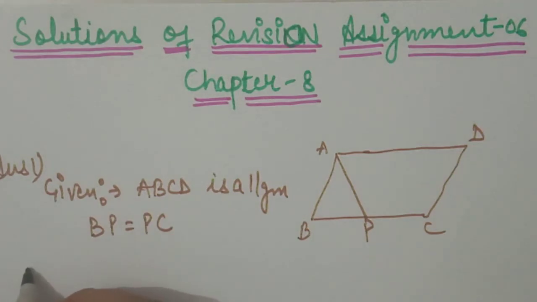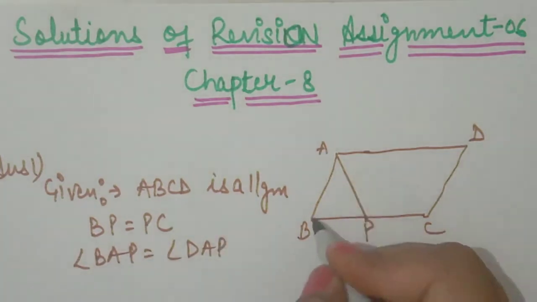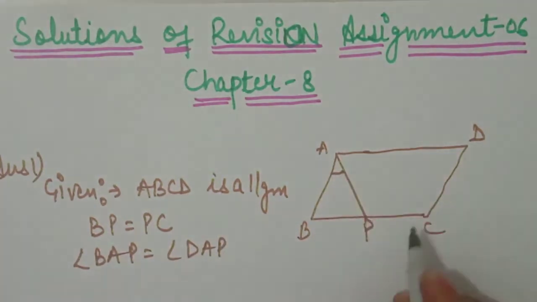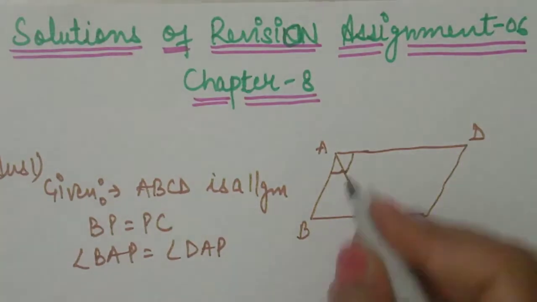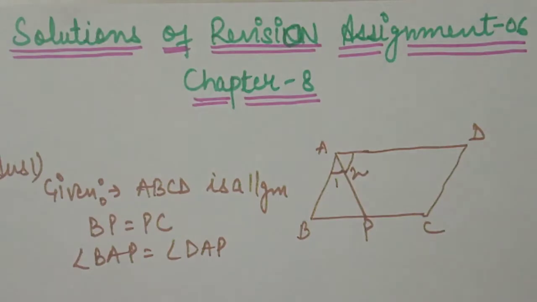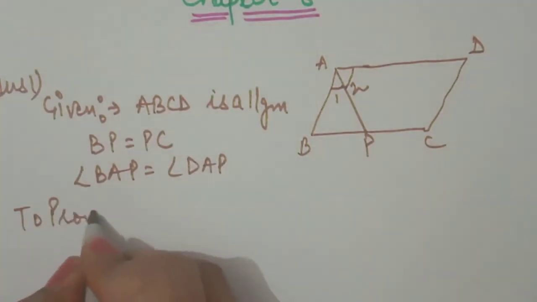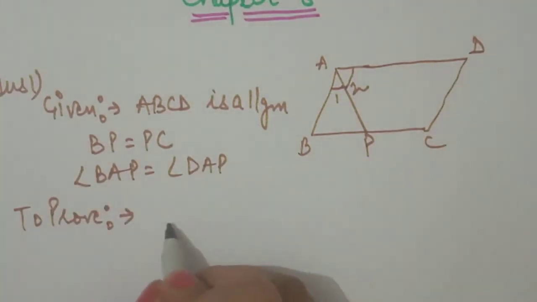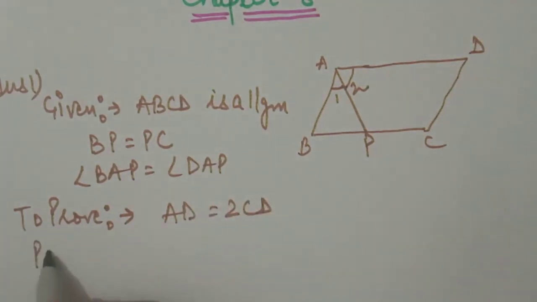We have to prove that one more thing is given, angle BAP is equal to angle DAP. BAP, it means this angle, and DAP, it means this angle. They both are equal. We can mark them as angle 1 and angle 2. So to prove is, we have to prove that AD is equal to double of CD. So students, prove.